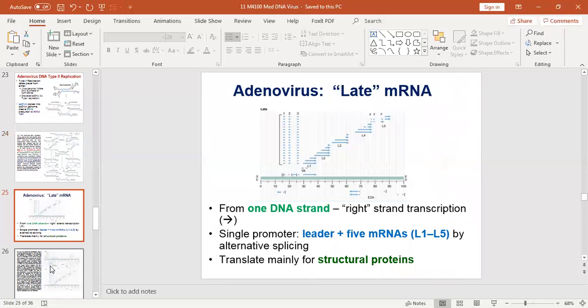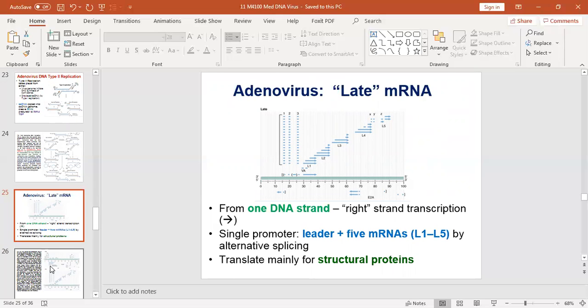Moving to slide 25. So far we've had early gene expression and genome replication, type 1 and type 2. Now we have late gene expression, due to the transcription of late messenger RNA. It starts from one of the two DNA strands. It's the right strand transcription, left to right.